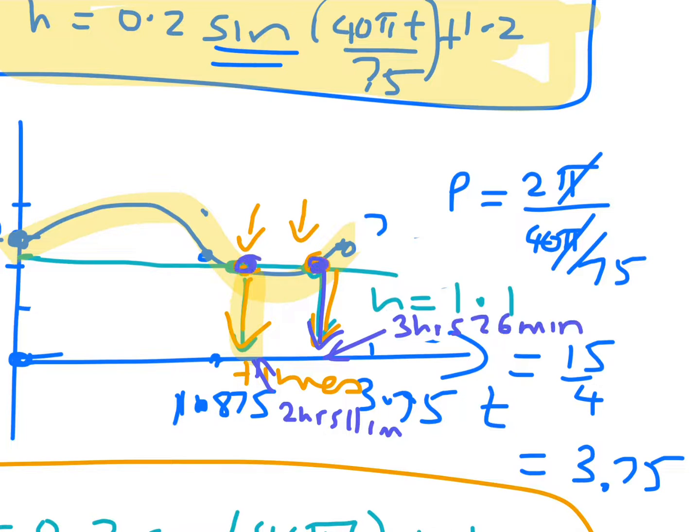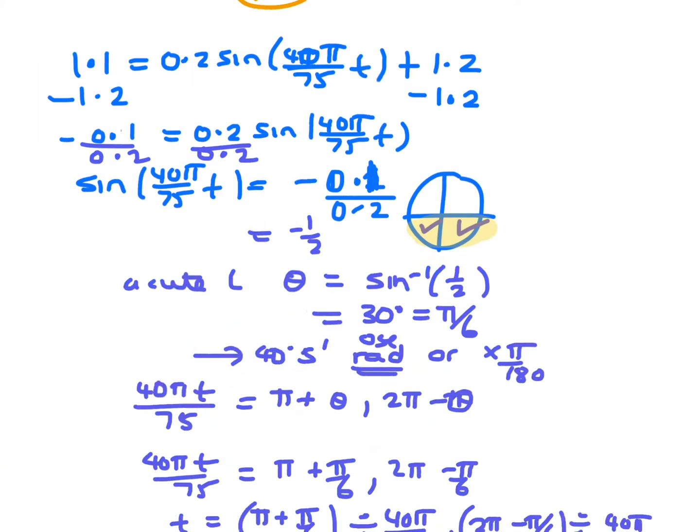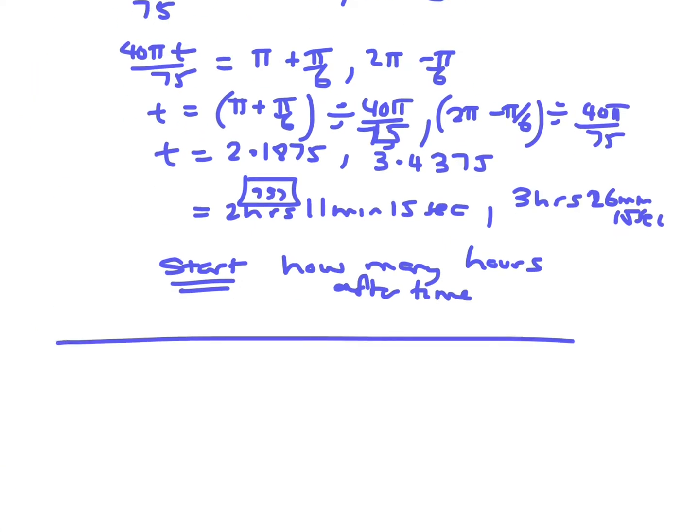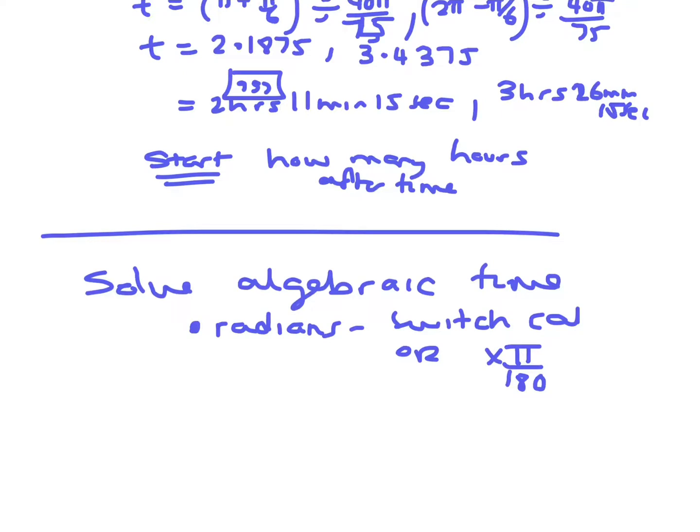So the significance of the point of intersection graphically is that it is the same as the algebraic solution. You've just got to be careful when you solve algebraically for the time. You do need to make sure that it is in radians. So you've either got to switch your calculator, or you've got to times your answers by π/180.